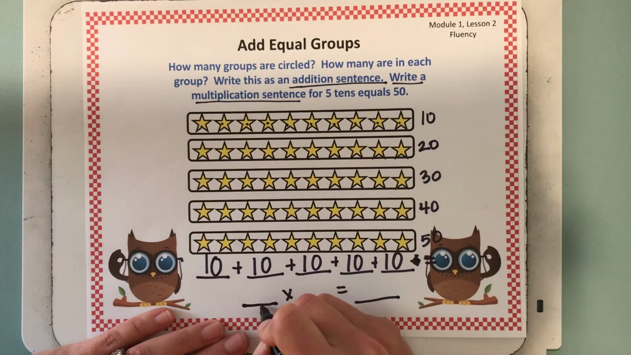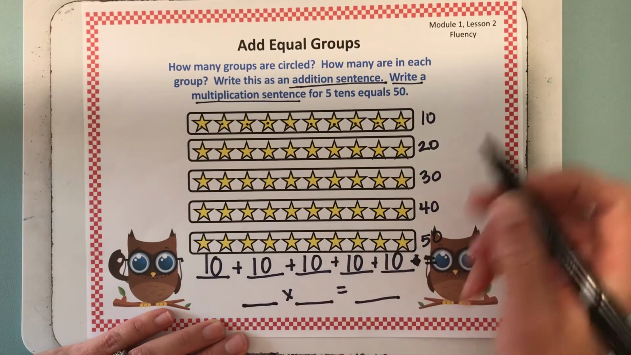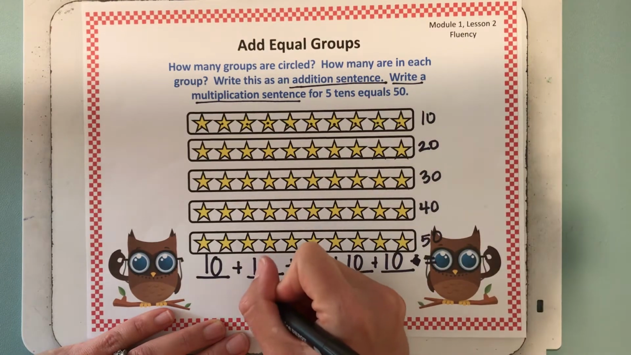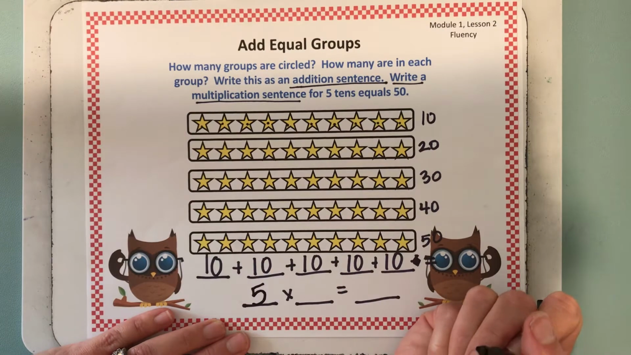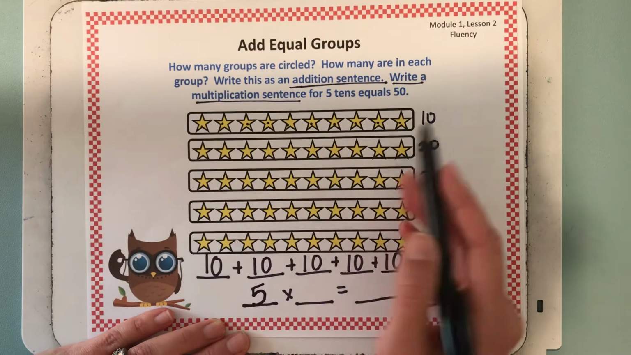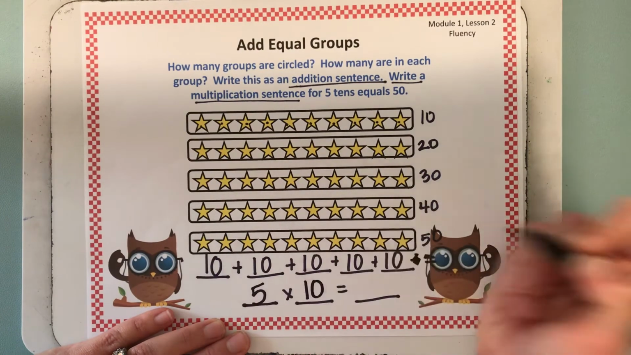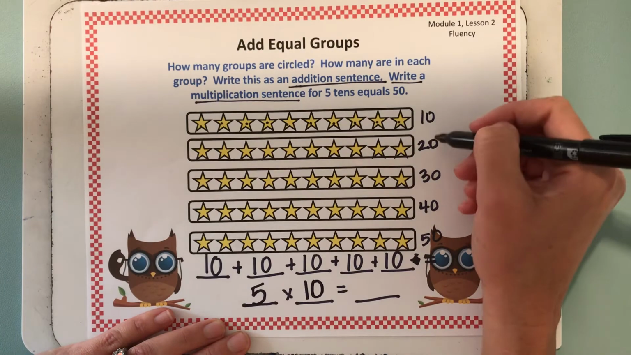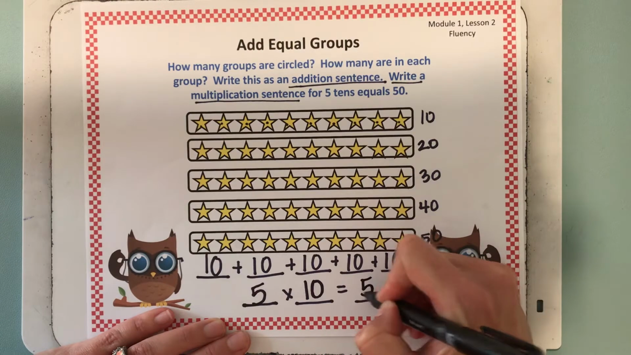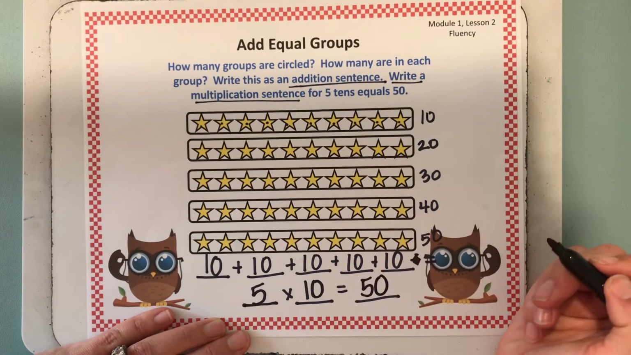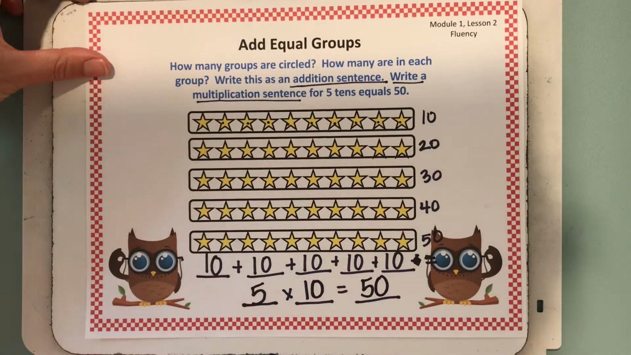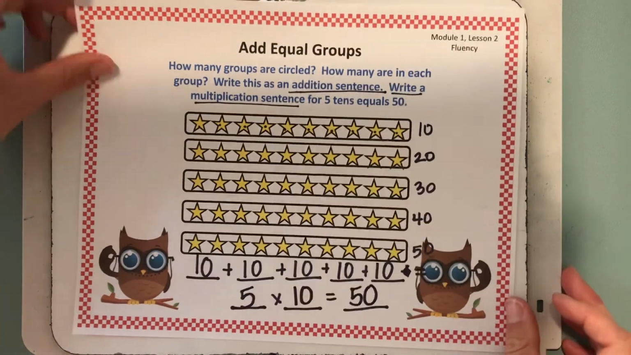So I know this first one is the number of groups that I have, and I have 1, 2, 3, 4, 5 groups. So I'm going to put 5 here. And I know that I have 10 in each group. So 5 times 10. And when I skip counted by 10s 5 times, I know that my total or my product is 50. So hopefully you got that right. Pat yourself on the back if you did. If you didn't, that's okay. We're going to keep practicing.